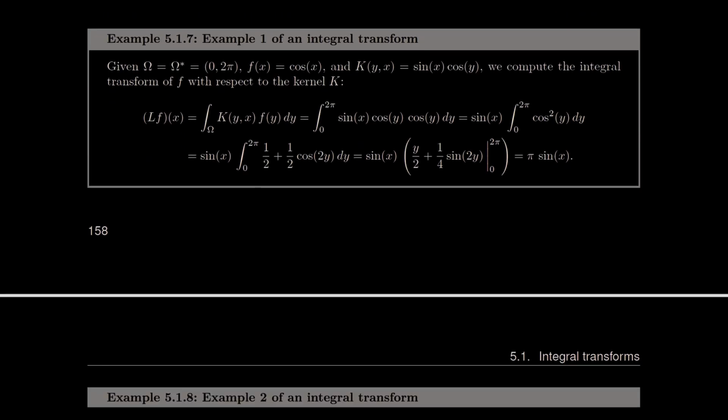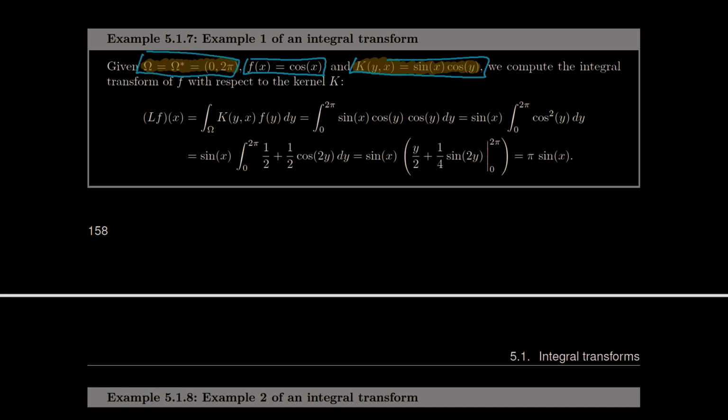You've been computing integral transforms implicitly for a while now, because you've been computing the Laplace transform and the Fourier transform. So you're very used to computing these things. But let's just do it with an arbitrary choice. So here I am. I just showed up and decided, hey, I'm going to define k of y, x to be sine of x times cosine y. I'm defining omega and omega star to be the interval 0 to 2 pi. And what the heck, let's transform the function cosine x. So what is the transform of the function cosine x when my kernel is sine x cos y and my domain is 0 to 2 pi?